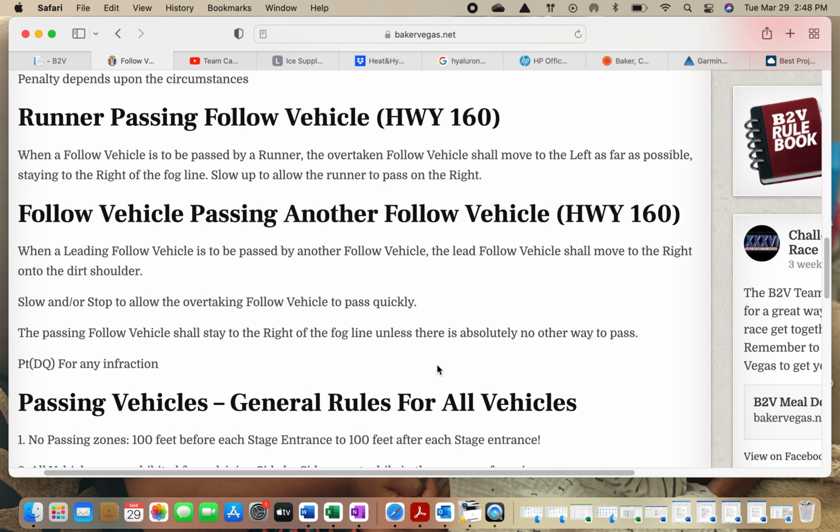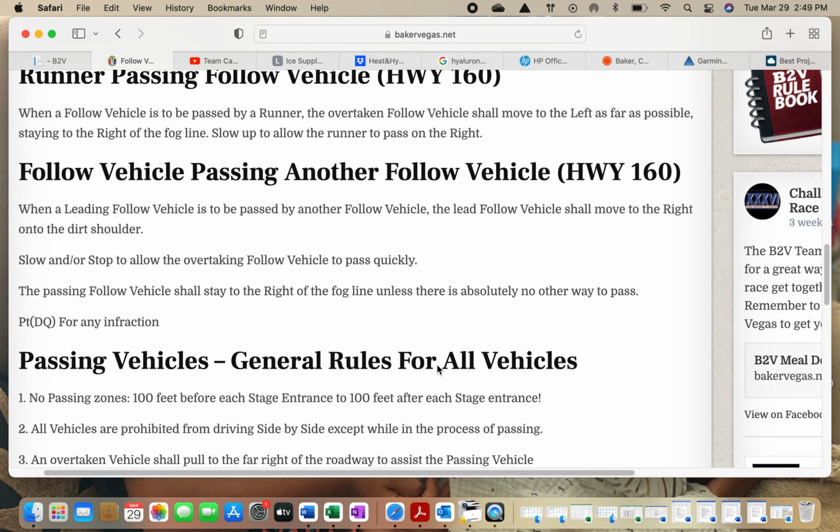Runners passing. When a follow vehicle is to be passed by a runner, the overtaking follow vehicle shall move to the left as far as possible, staying to the right of the fog line, if possible, and slow down so the runner can go ahead and pass. So please understand, runner safety is of the utmost importance. We also don't want to impede traffic, create a bad situation there. So pull to the left just a bit, let that runner through, slow down so that way you can fall behind both runners at that point and continue to follow in a safe manner.